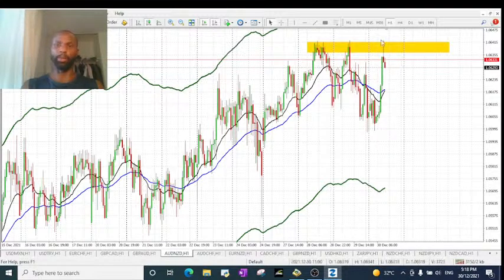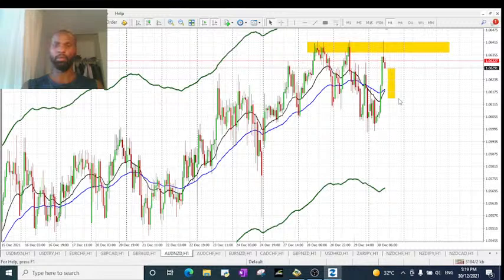Of course, our expectation is that market is going to break maybe up to somewhere here and recover. This is our target. Well, let's see how this thing unfolds.